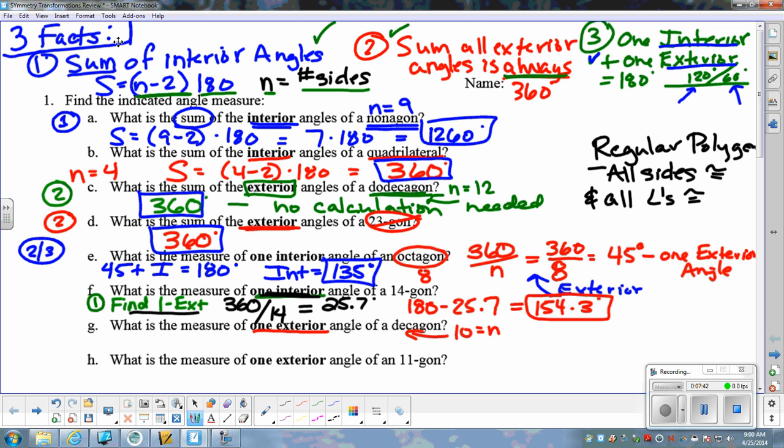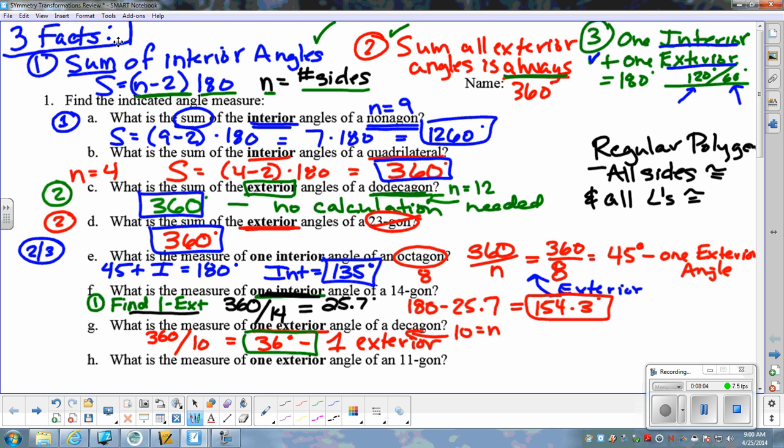So now I'm just going to use fact number 2, where we say the sum of the exterior angles is equal to 360 degrees. If I take that and divide it by the number of sides, that will give me one exterior angle, which is all that I need. So my answer is going to be 36 degrees for part G.